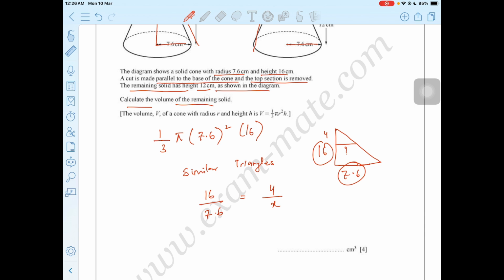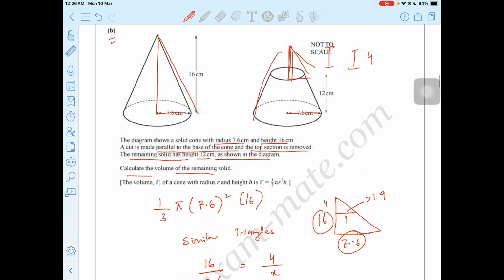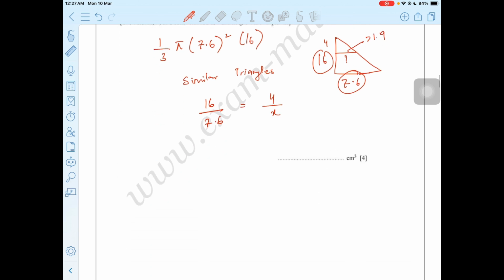So let's just calculate this. Have I done it correctly? Just check it first. So this would be 4 times 7.6 and then divided by 16. So we get our answer as 1.9, right? So we have our radius as 1.9 over here and our height as 4, right? So let's use this 1.9.